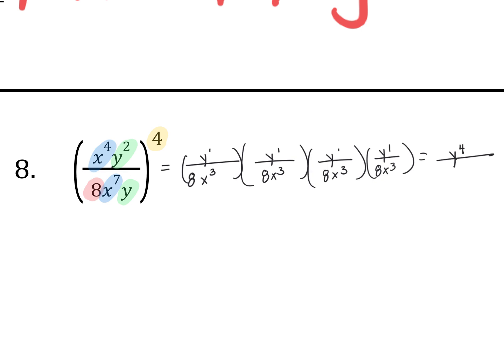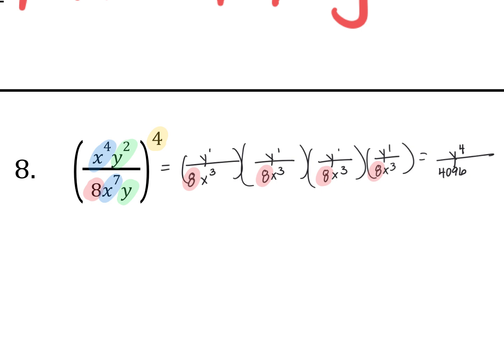Now I'm going to do my bottom. I have this 8, which is big, times this 8, times this 8, times this 8. So make sure when you're doing this, you're doing 8 times 8 times 8 times 8. And if you did that, you should get 4,096. So on the bottom, I have 4,096 to start off with.